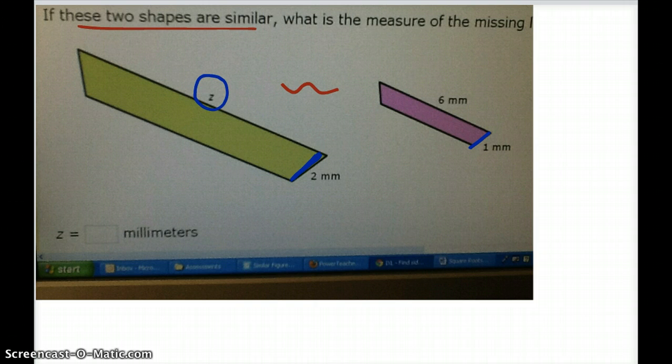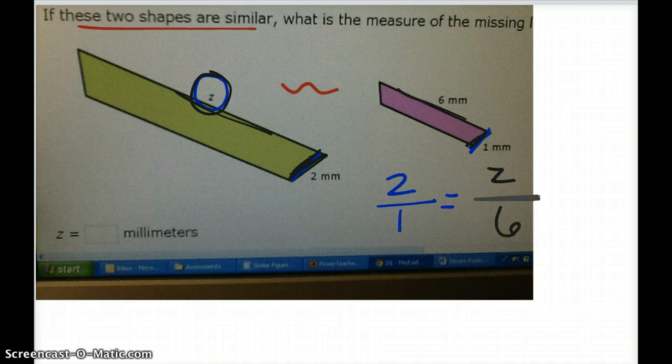I know in this one, 2 corresponds to 1 in the smaller one, okay? Now that's the ratio of those 2 side lengths. Well, in similar figures, the ratios of the side lengths are equal. So I know that the other side length should be equal to that ratio. So I started with 2, so I need to start with the Z in this one. Oh, sorry, I did that wrong. I said 2 matched up with 1. And then Z in this one matches up with 6. Okay, so now they should be equal. So I have to solve this so that they are equal.